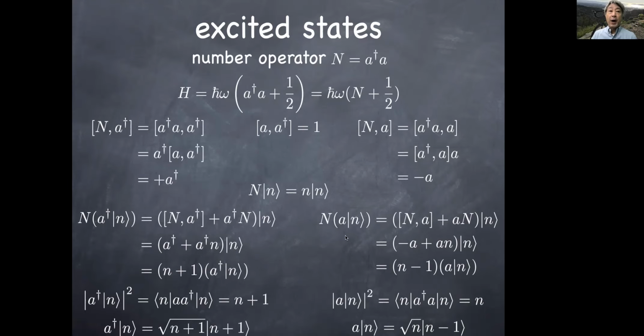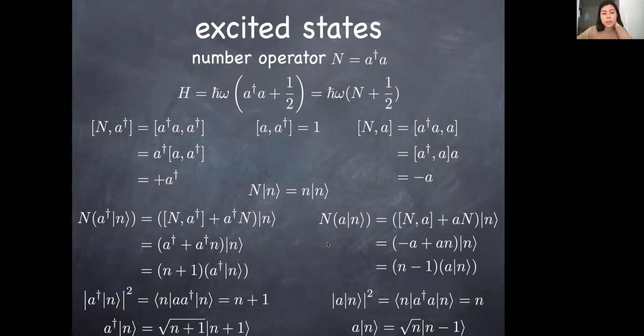So now I know how you can go up and down the ladder. And so then I put in the information on the ground state and apply this technique of going up and down, and then I can construct the entire Hilbert space. And that's the way Dirac constructed the Hilbert space for the harmonic oscillator. Are there any questions about this?